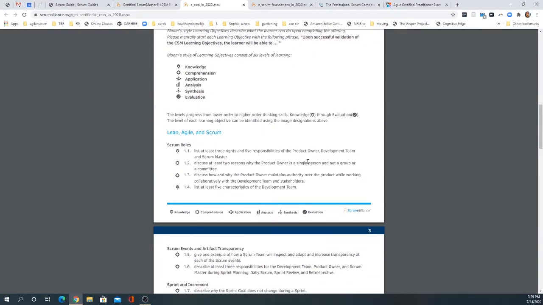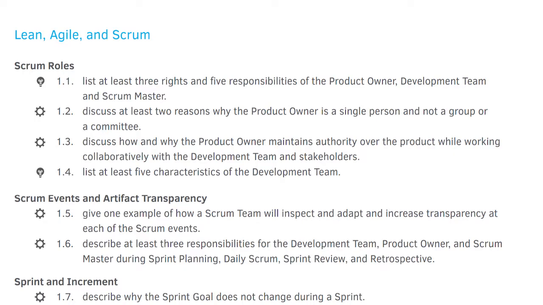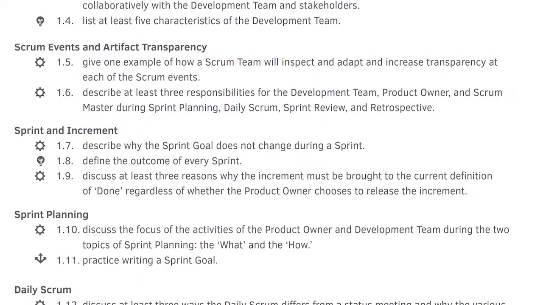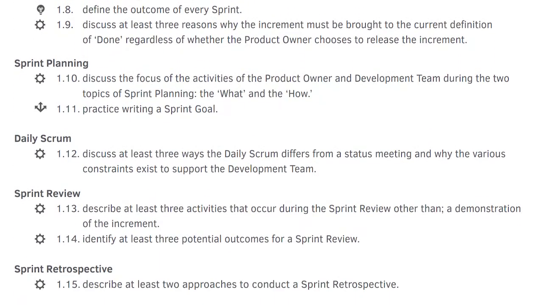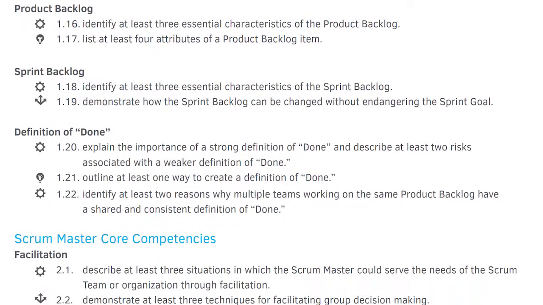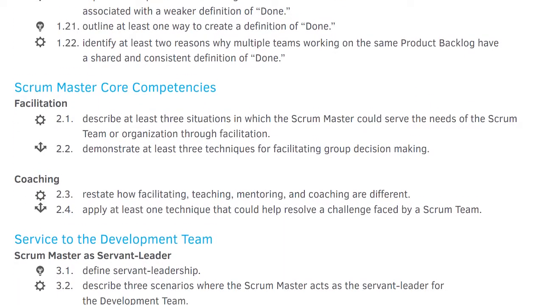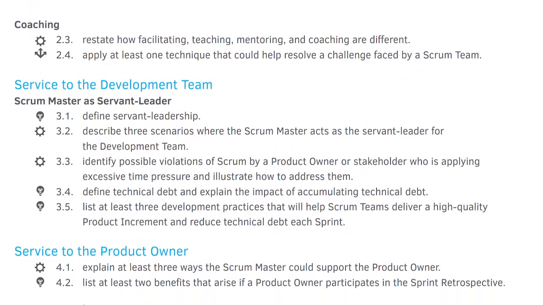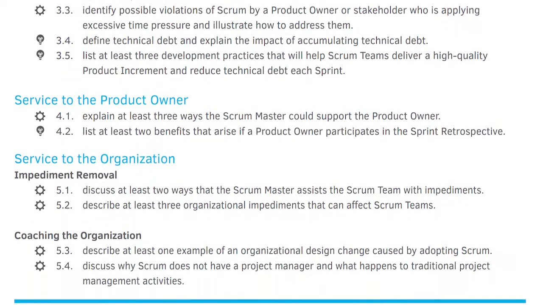But in this case, for the Certified Scrum Master learning objectives, you'll see that there's this blue type. It says Lean, Agile, and Scrum. That's what's called a category. So they're saying there's some learning objectives in the category of Lean, Agile, and Scrum. And if you scroll down, you see there's 22 of them. And then there's another category called Scrum Master Core Competencies, which has 4 in this case. Service to the development team, service to the product owner, service to the organization. Oh, where have I heard that before?